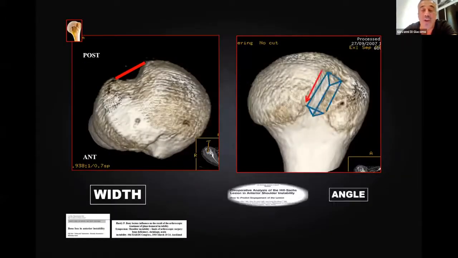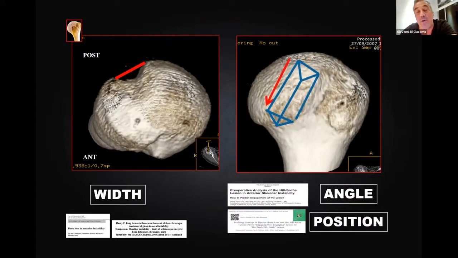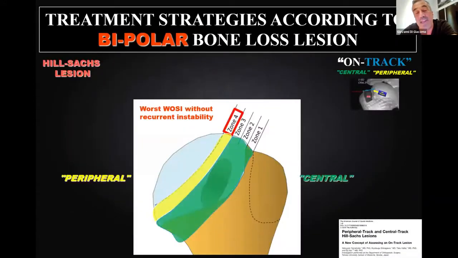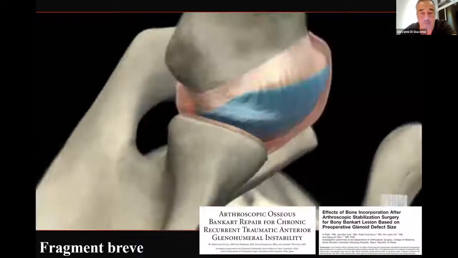So always give a look to the position of the Hill-Sachs, because the more medial is the Hill-Sachs, the more possibility you have that the Hill-Sachs is off track. You can study the Hill-Sachs through the CT, but also through the MRI.